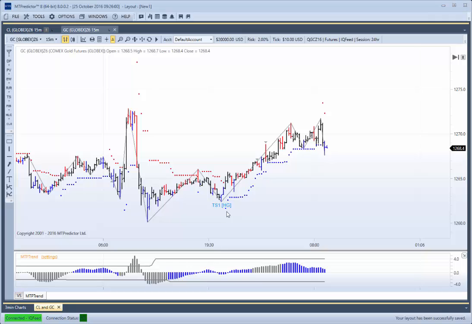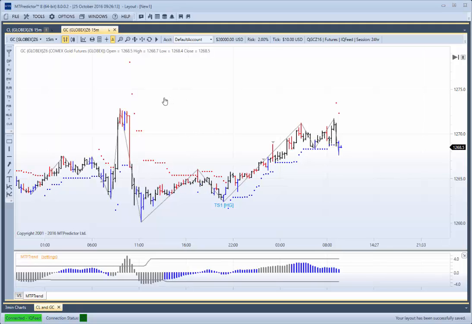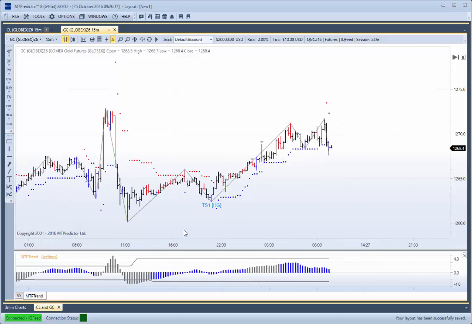This is a new trade setup we have in our MTPredictor 8.0 that's going to be coming out soon, we hope, and it's also in our NinjaTrader 7 add-ons and NinjaTrader 8 add-ons. And you can see here I'm looking at a chart of gold today, with a great example unfolding on a 15-minute chart of gold. Here you can see it is our TS1 HG, standing for Holy Grail.